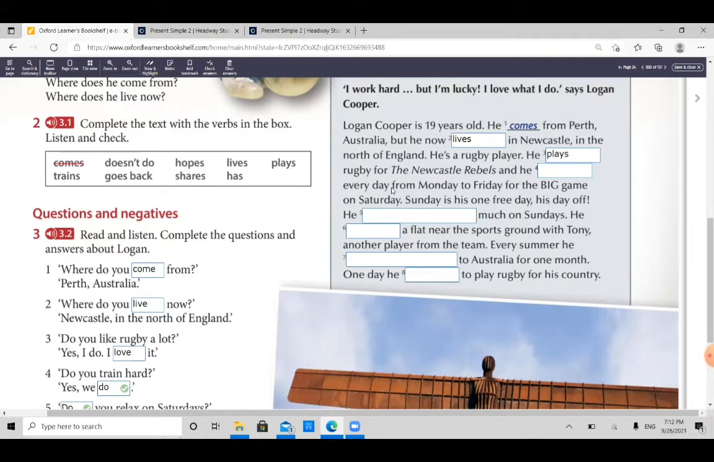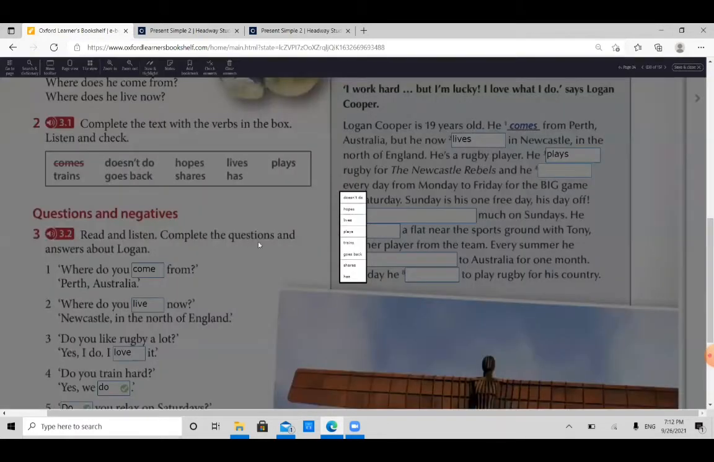Rebels, and he. What do you think? He what? Hopes. No. Can you see the verbs here in white? Doesn't, do, hopes, live, plays, has. Now look at the end of the sentence.